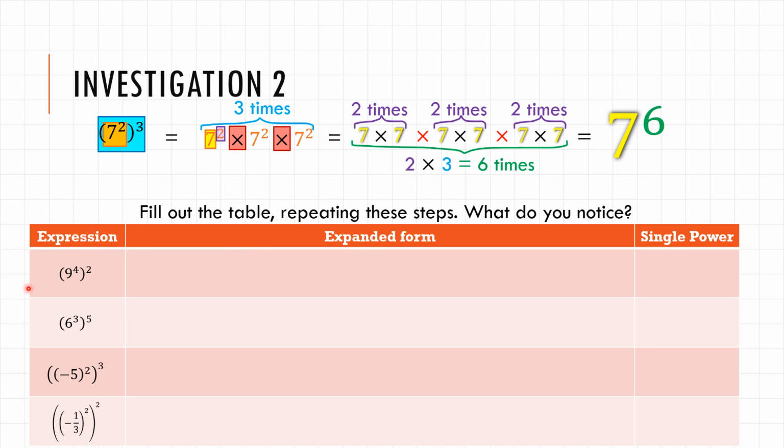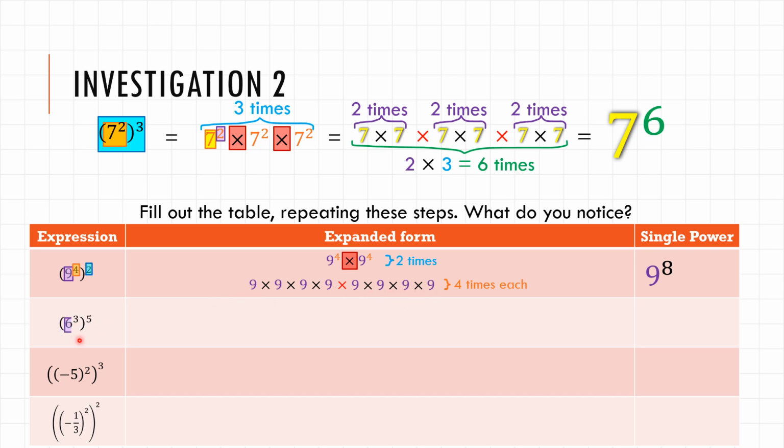In this first row, hopefully you got a chance to complete this entire table. In the first row, 9 to the power of 4 all squared. Well, we have 9 to the power of 4, and we're multiplying that by itself 2 times. So what we have here is 9 to the power of 4 times itself 2 times. And then 9 to the power of 4 itself can be split up into 9 times 9 times 9 times 9, multiplied by 9 times 9 times 9 times 9 again. 4 times each. And in total, because this is 4 times each, how many 9s do we have? If I want to write this as a single power, this would be 9 to the power of 8.